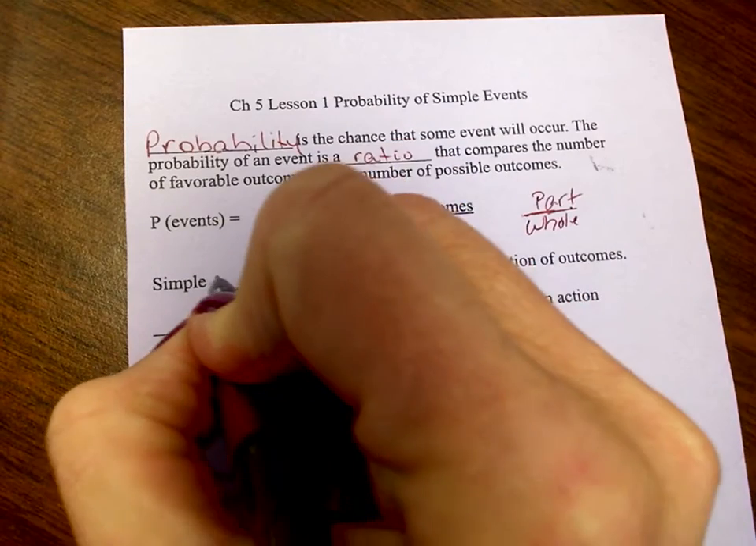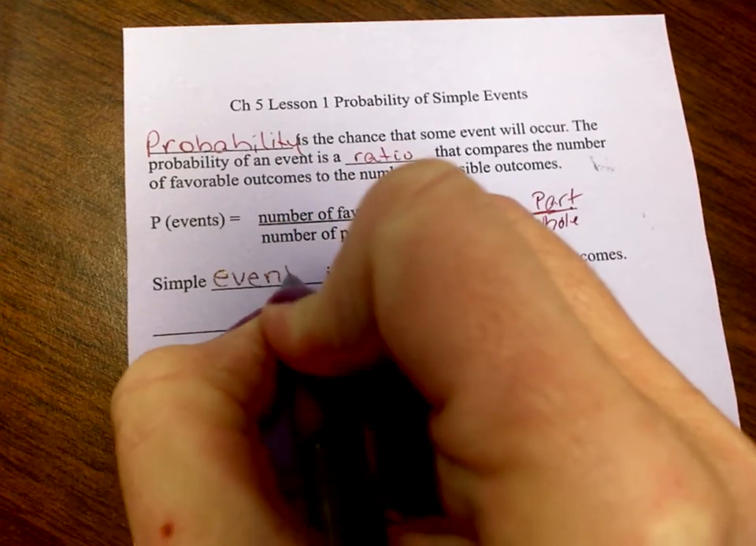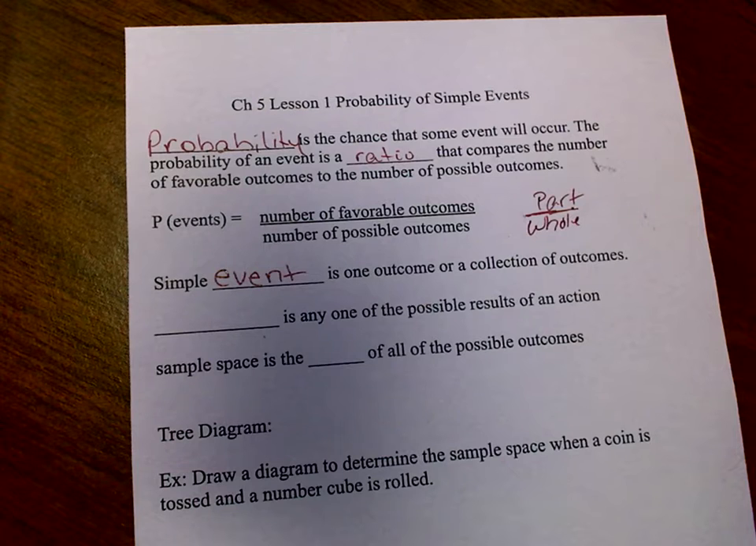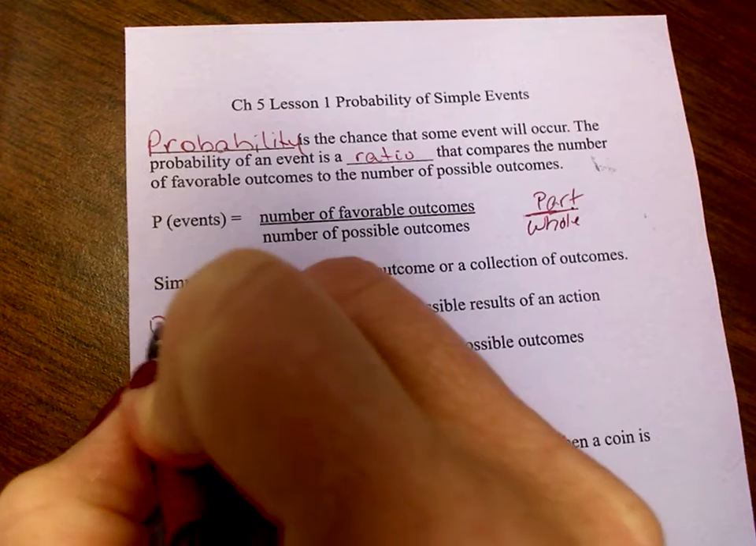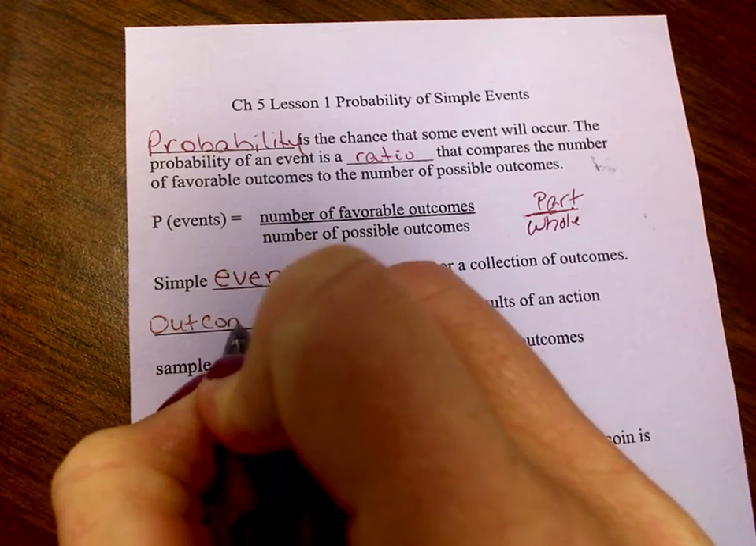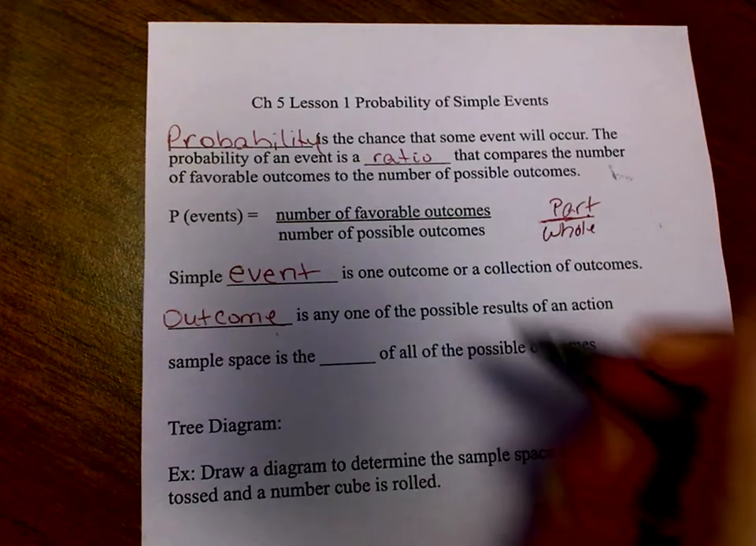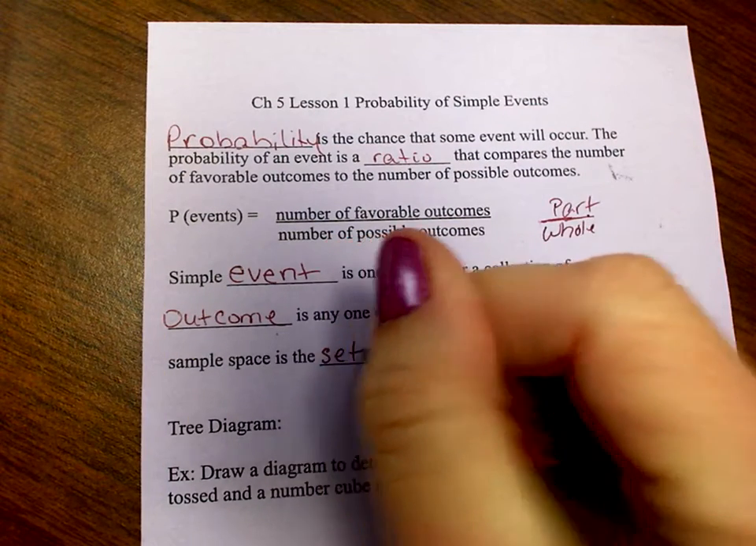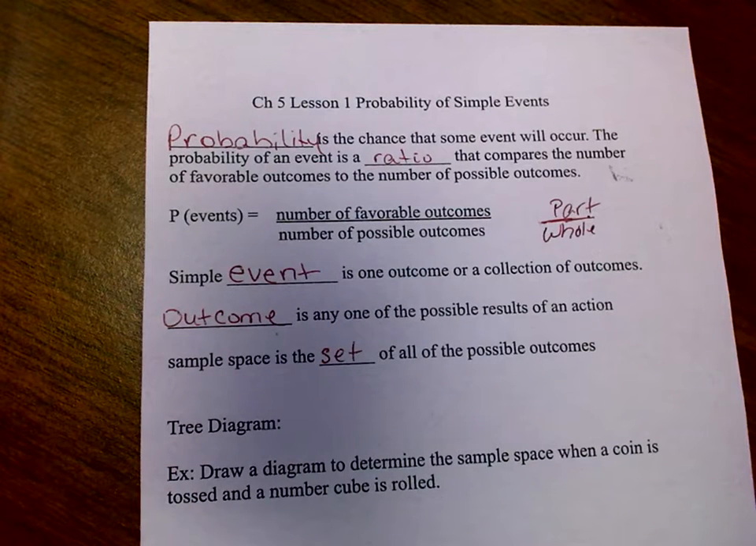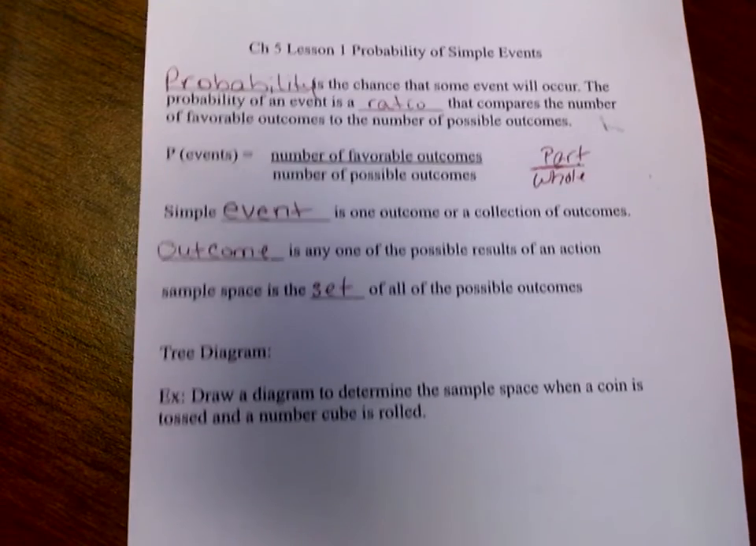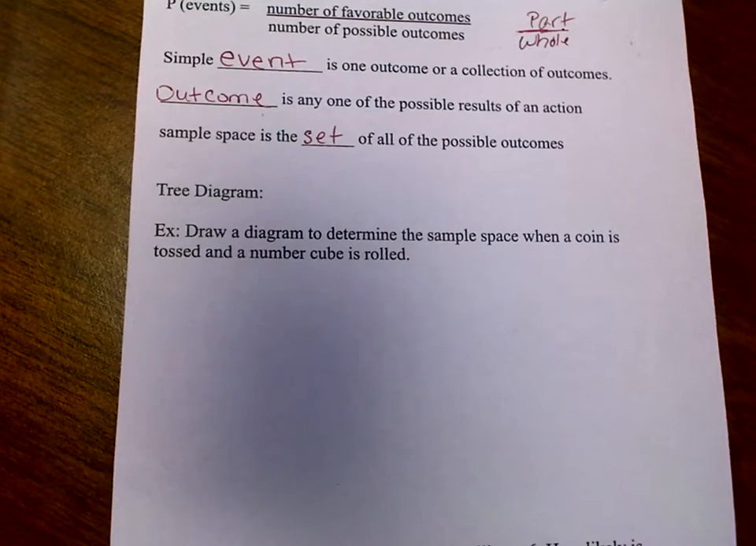A simple event is one outcome or a collection of outcomes. Outcome is any one of the possible results of an action. Sample space is the set of all the possible outcomes. Sometimes it helps to make a tree diagram.